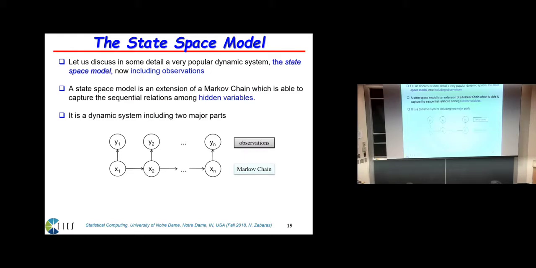So the state evolves, all right? The dependence in the prior model is exactly as we had before, but now I call these states hidden variables because we don't really observe them, right?